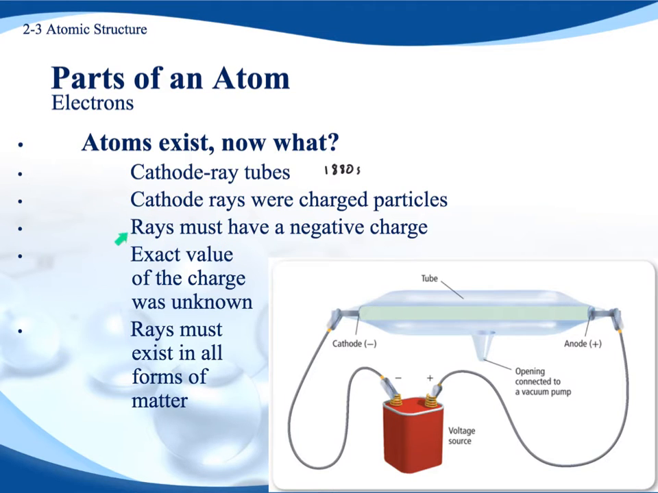We'll talk about how they knew that in a minute. They didn't know the exact value of this charge, but they also determined that the rays must exist in all forms of matter. As long as you used metal here, since we're talking about electric current, even if you changed what these were made out of, we were still getting this beam coming across. So it must exist in all forms of matter. We know it's negatively charged. We weren't sure of the exact charge.